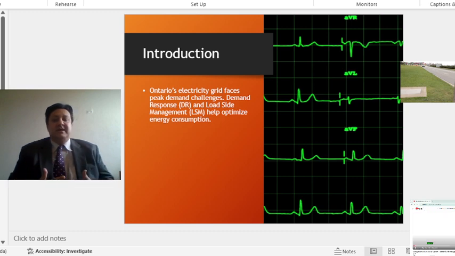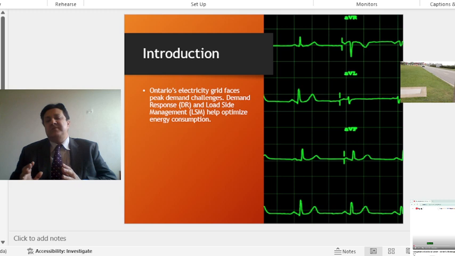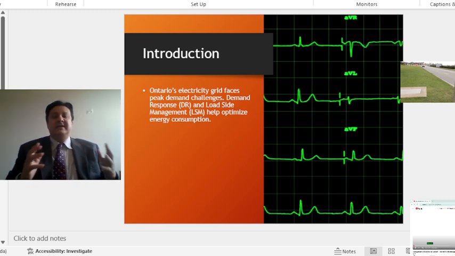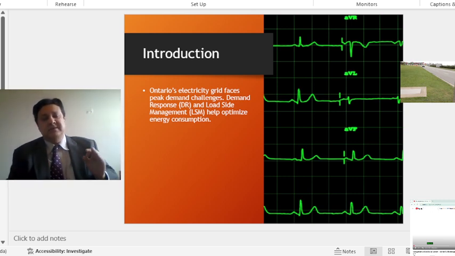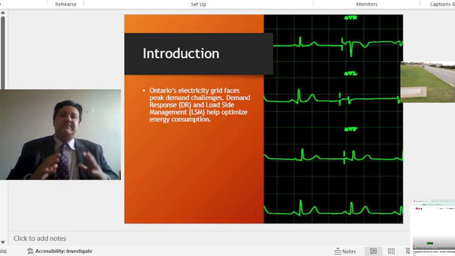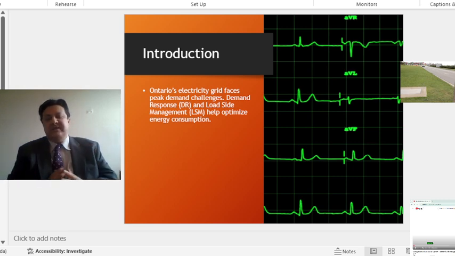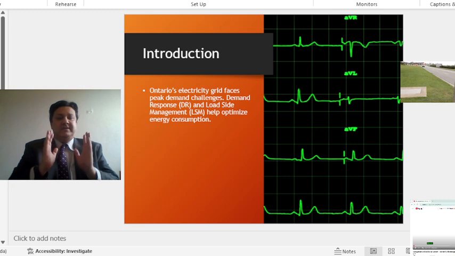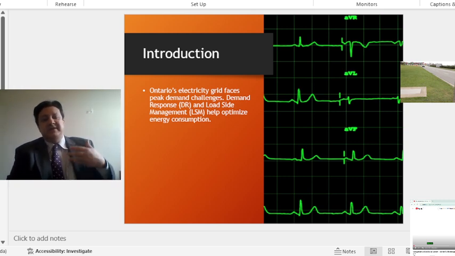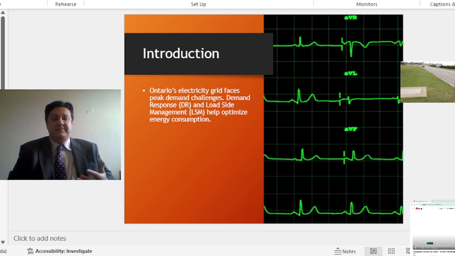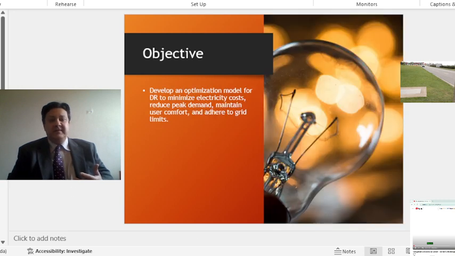Demand response (DR) and load side management offer solutions by optimizing energy consumption based on pricing signals, grid constraints, and user flexibility. Industrial applications stand to benefit significantly by reducing peak loads, enhancing energy efficiency, and leveraging financial incentives. So the integration of optimization-based DR strategies allows for improved energy management, reduced operational costs, and better sustainability. We will talk about these aspects one by one, and we will talk about the objective.